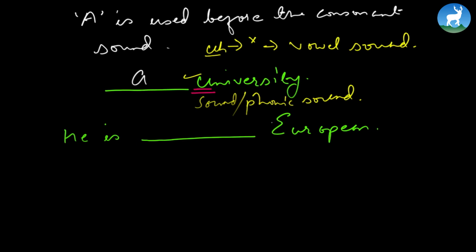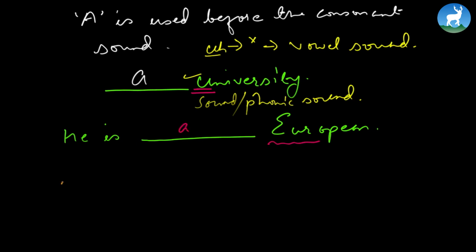Look at this. He is. Now, do you say "an European"? If you're saying that, that's wrong pronunciation. It's a European. He's a European. Look at that. The first initial sound here is "yo". Right? That's why he's a European.